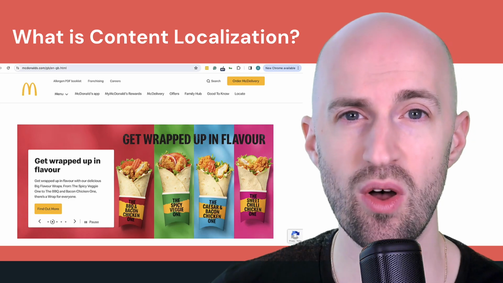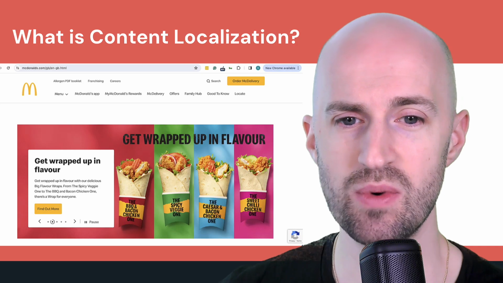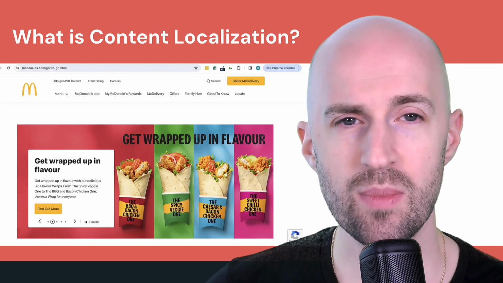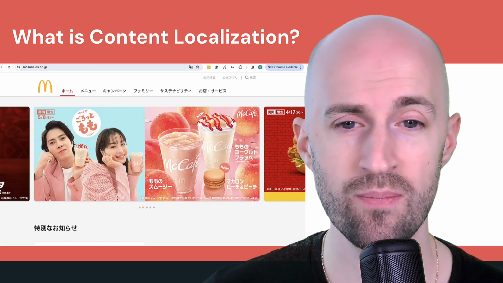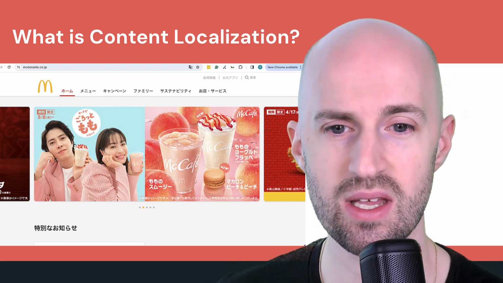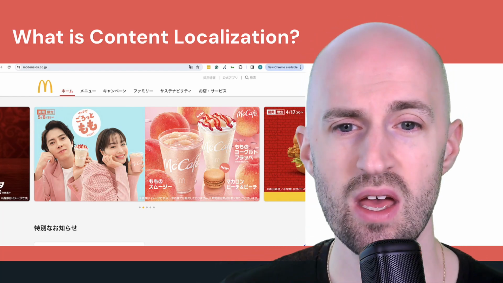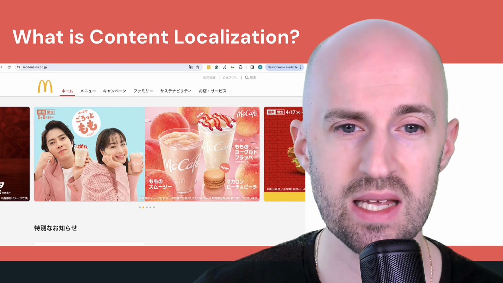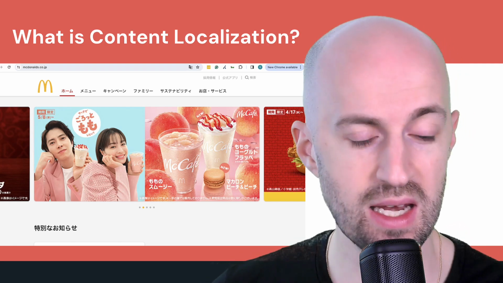So here's an example of McDonald's in the UK. You can see it has the standard kind of slider with some images and a specific headline right there. And when we go to a different culture or different country, you can see it's completely different. So in Japan, you can see the slider actually has different slides and it features completely different images and different colors and things that are appropriate to that culture. So you can see they've localized their content for that culture, not just translated it.